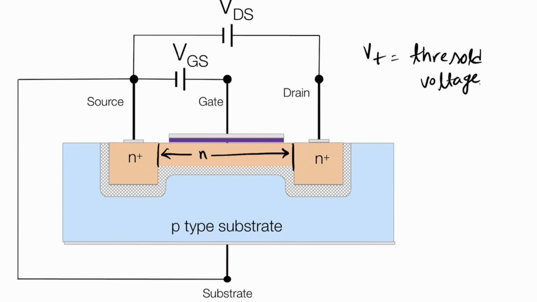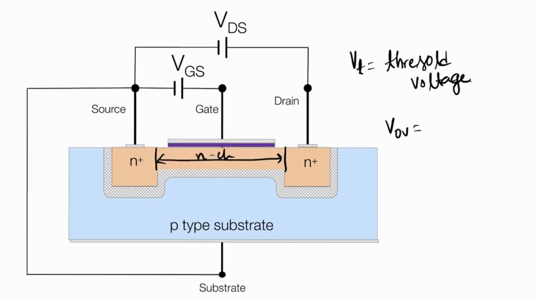But the quantity of charge in this N channel depends upon the excess VGS. That means after we create the channel, if we increase VGS more, that voltage determines how much charge will be there. That means the overdrive voltage is equal to VGS minus VT.